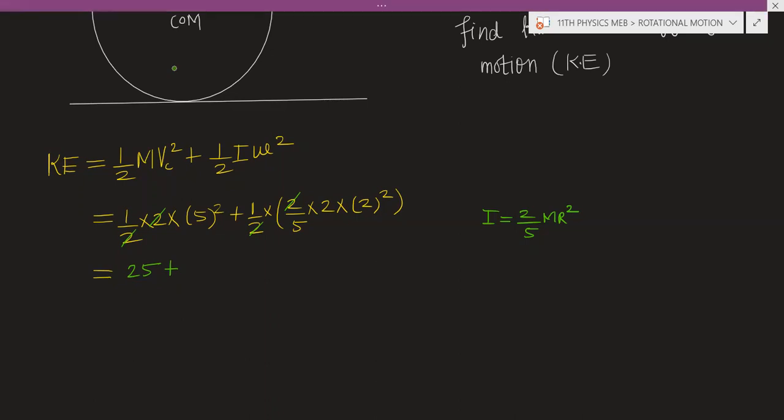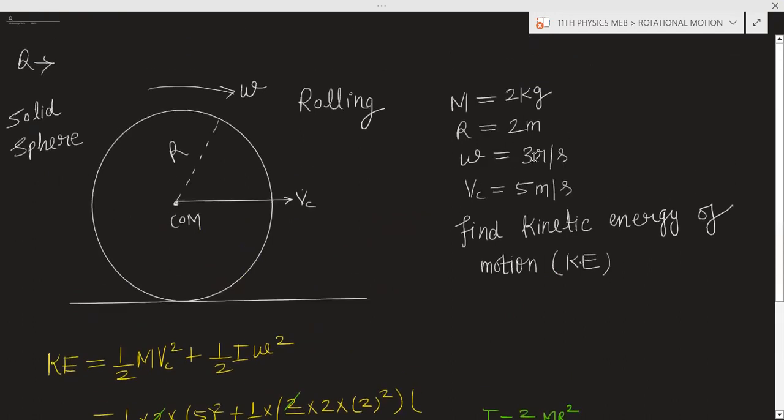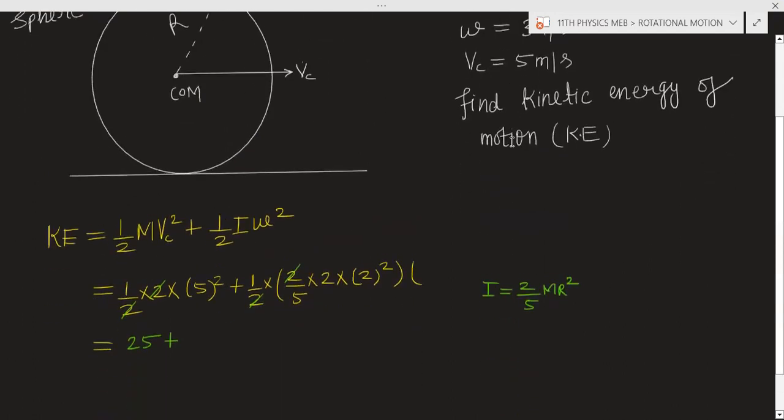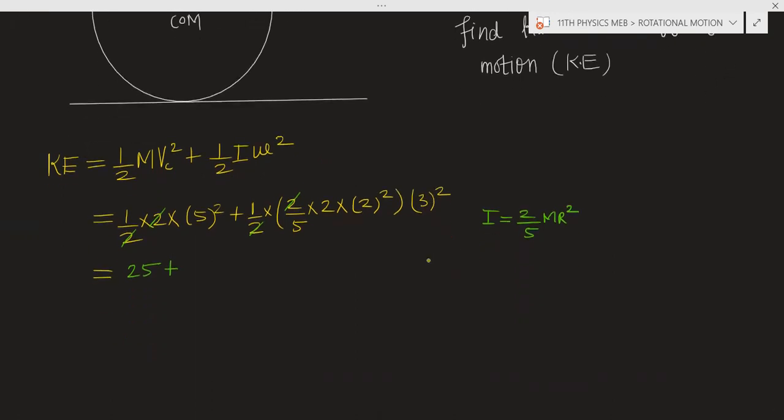And here we have omega square also. Okay, this I have not written. Omega square means 3 square. So it will become 72, because this will be 2 to the 4 to the 8, and 3 3s are 9, and 8 9s are 72. So it will be 72 by 5.